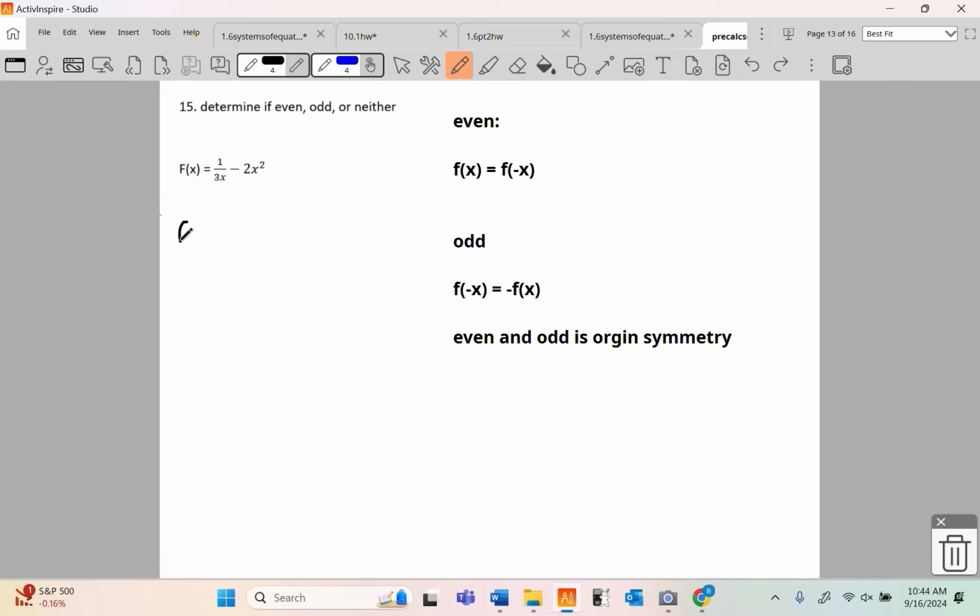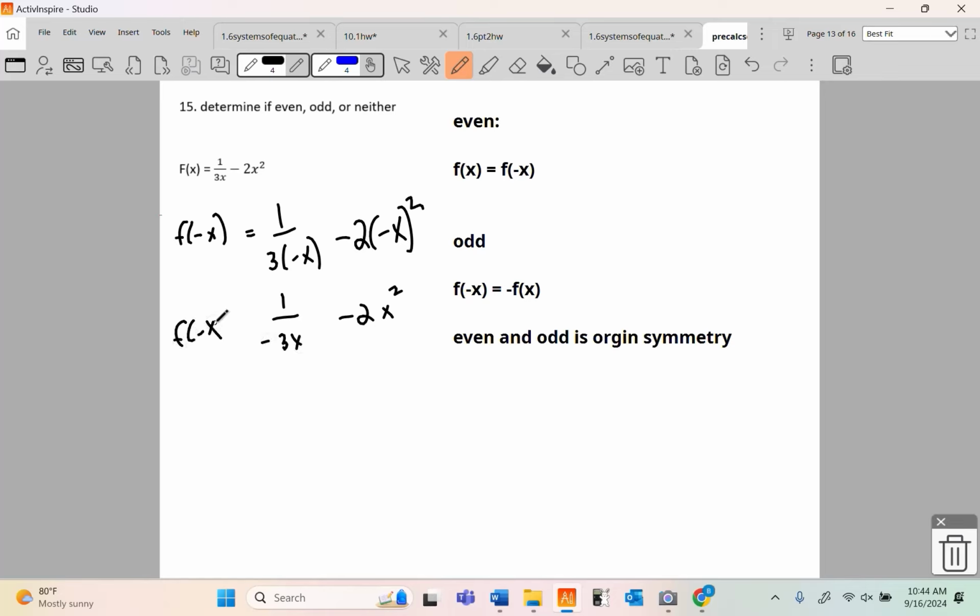I need to find f of -x, because both of them require it. See that? That one requires it, that one requires it. And it's 1/3 times the -x minus 2 times a negative x that is squared. And if I square a negative, I get a positive, so that becomes just x squared. We don't do the distributive property. And this is 1 over negative 3x. Now, it doesn't look like the original. We've had a sign change. So it's not even.